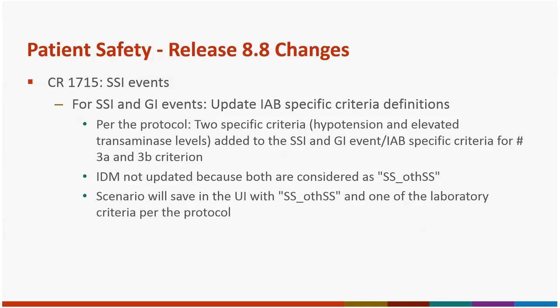The next 2 CRs are for SSI and GI events. As you know, GI events are not CDA import, but the SSI is. But there's been an update for IAB specific criteria definitions, and this is per the protocol. In this example, I wanted to explicitly go down and you see the scenario. The 2 specific criteria that have been added are hypotension and elevated transaminase levels.